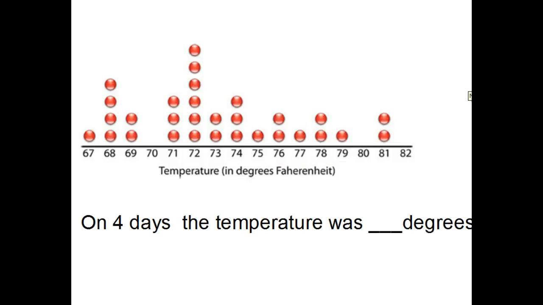On 4 days, the temperature was blank degrees. Okay, here's my clue: on 4 days. There's no 4s on the bottom because that's degrees. So I'm looking for one that has 4 red dots. This looks like the only one where there's 4 red dots. And what was the temperature then? 68 degrees.